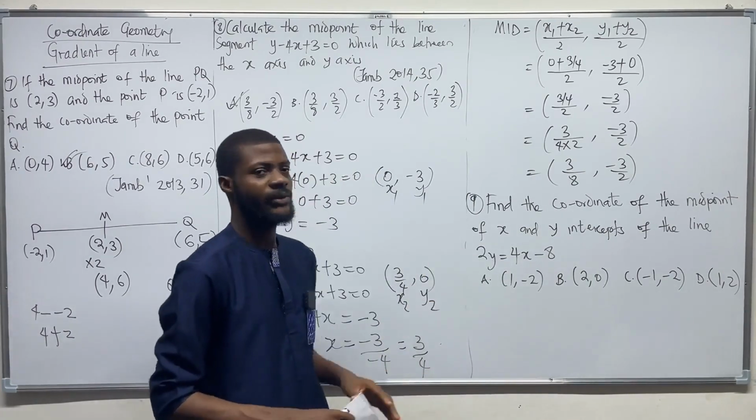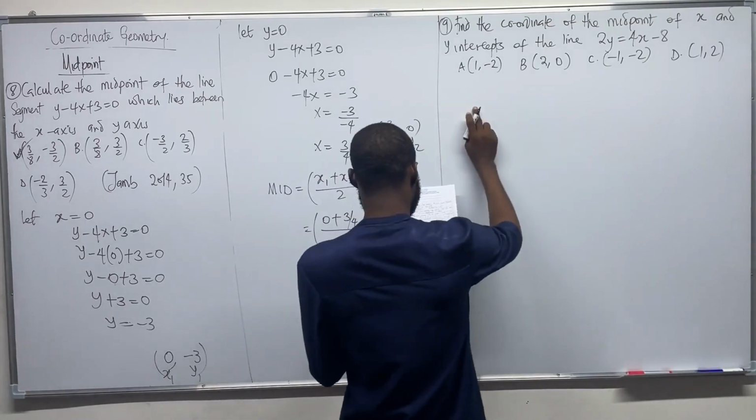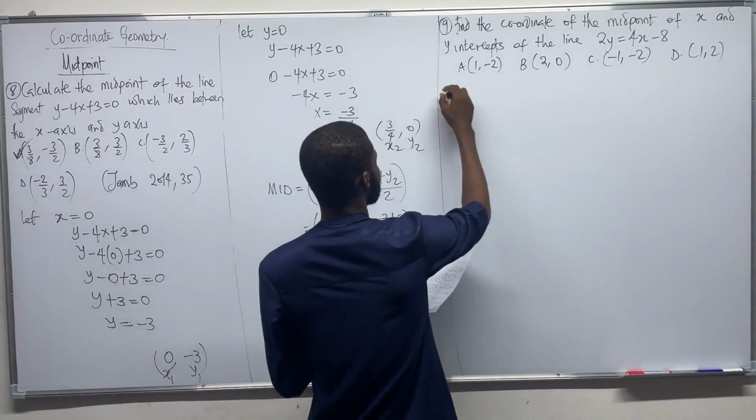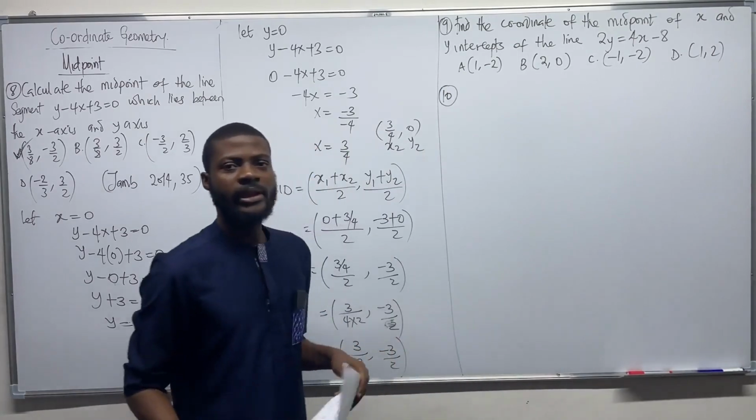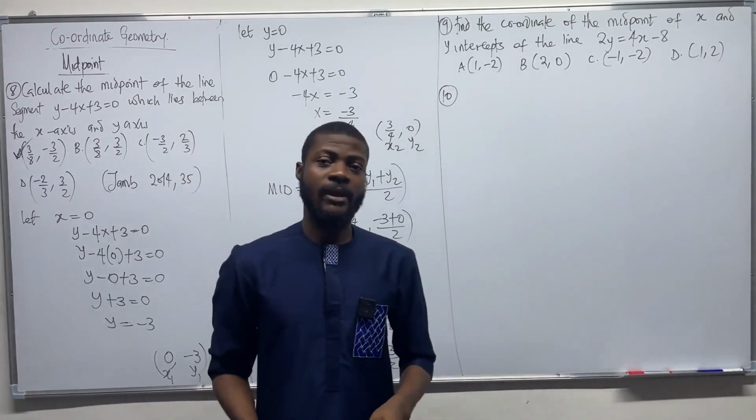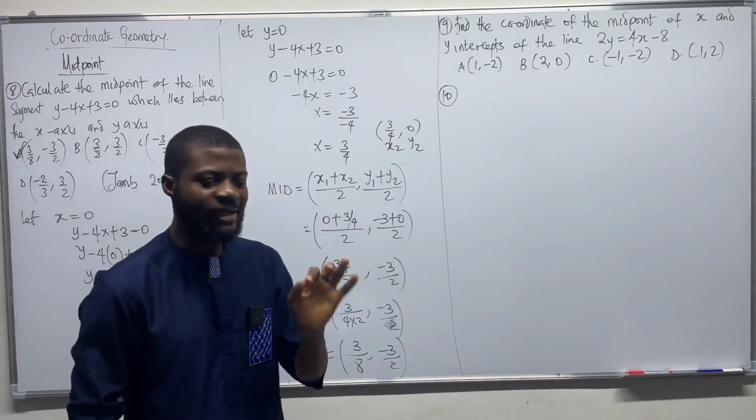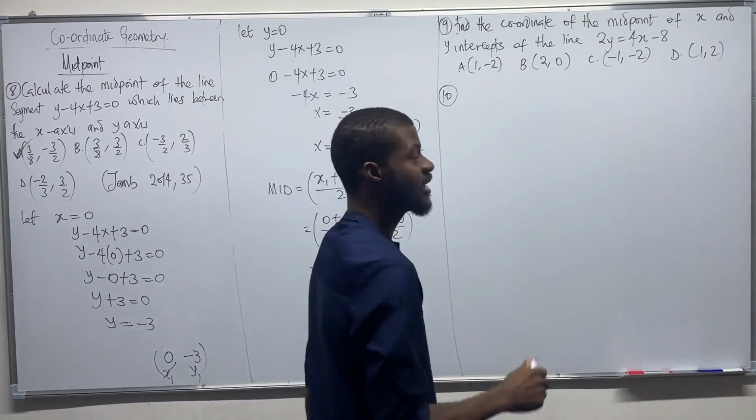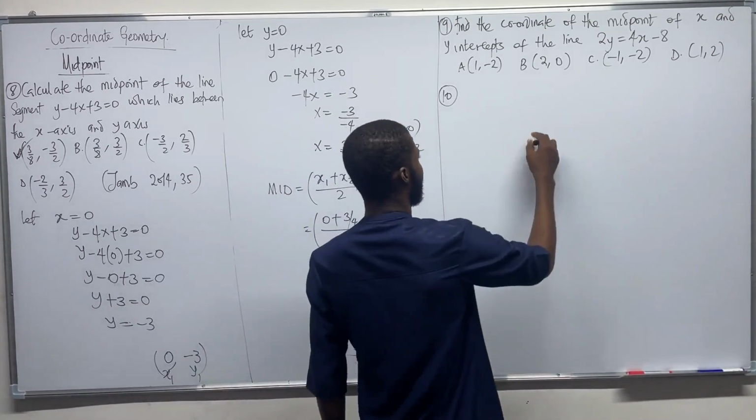Let us move on to the next question. Number 10. Now, the next thing I want to talk about in coordinate geometry is the length of a line. That's the next property, length of a line.